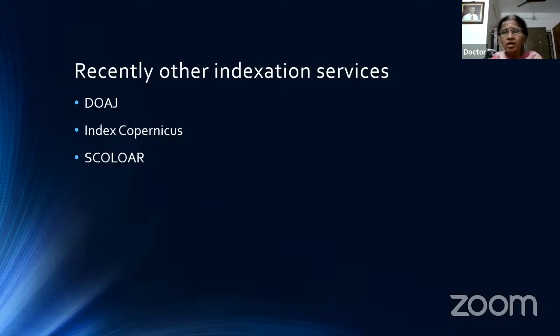Initially they were saying it should only be hard copies, but now even open access is accepted. That has also become an index service. And Index Copernicus and Scholar are also indexation services. If you want to know whether a journal is indexed, you can just put it in and ask, is it there in PubMed? If it's there in PubMed, that means the journal is indexed in PubMed. Okay, so many services are there.